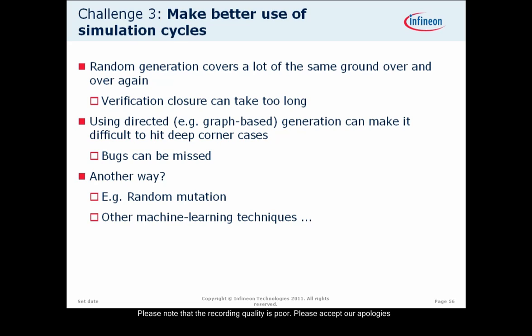So the question really is, is there some kind of middle ground? Is there something in between these very directed approaches and these random approaches? Something along the lines of random mutation, maybe taking some very promising simulations and mutating them somehow in order to hit coverage, rather than starting afresh each time with a new random generation.